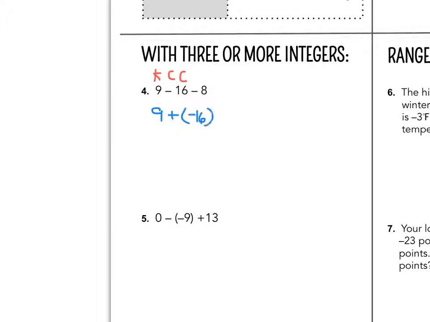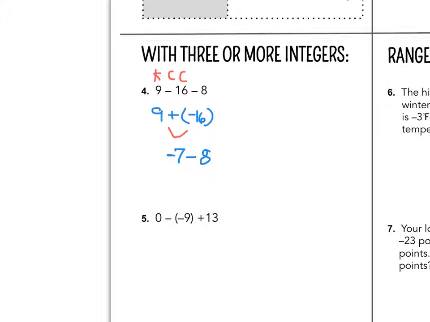Okay, and now we have to solve that problem. And 9 plus negative 16, they're different signs, so we're going to subtract them. Okay, we get a 7, and the bigger absolute value is negative 7. Okay, but we still have to bring down that minus 8. So we're going to go ahead and now do negative 7 minus 8.